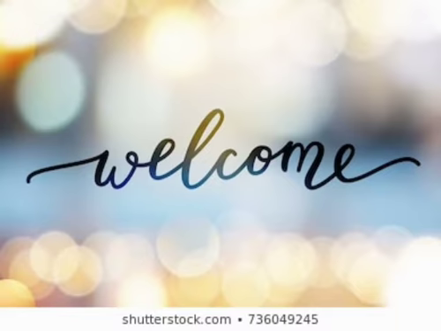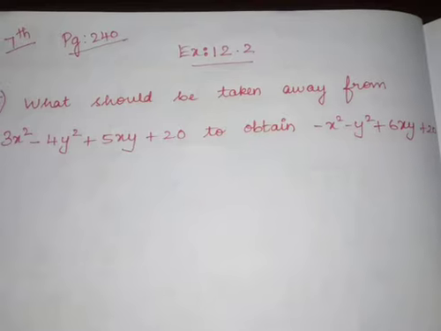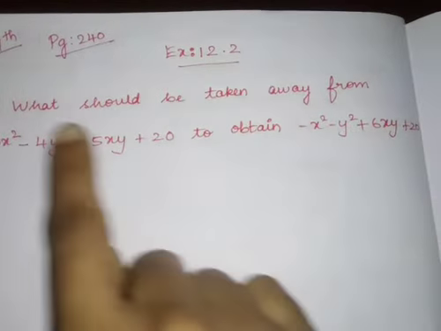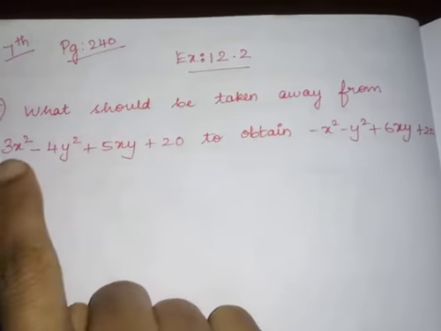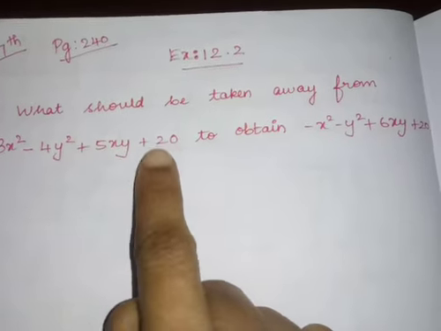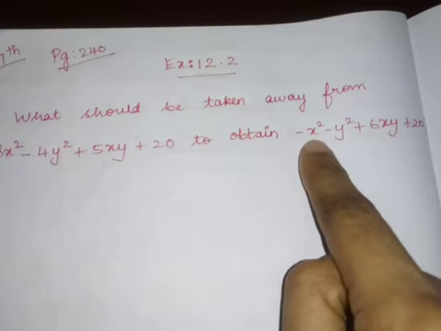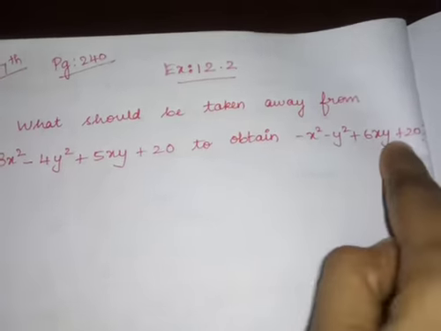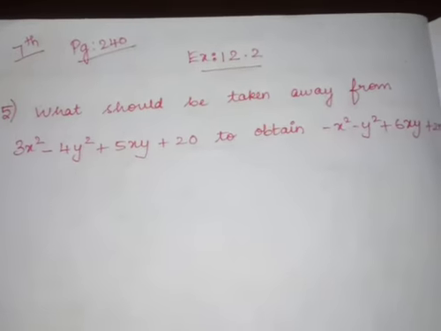I hope you all have taken page number 240. So what is the fifth problem which is given? What should be taken away from 3x square minus 4y square plus 5xy plus 20 to obtain minus x square minus y square plus 6xy plus 20. So we have to find what should be taken away.